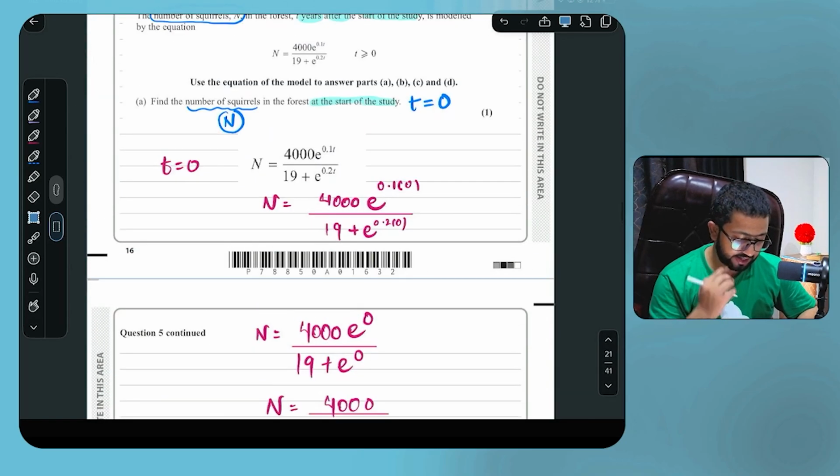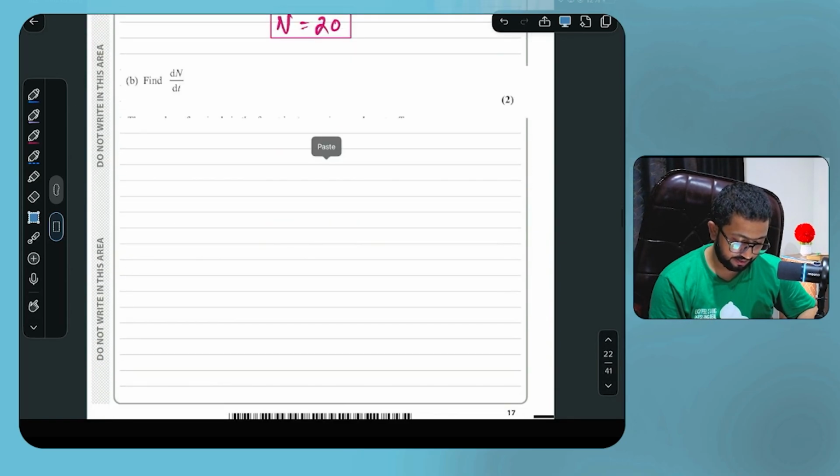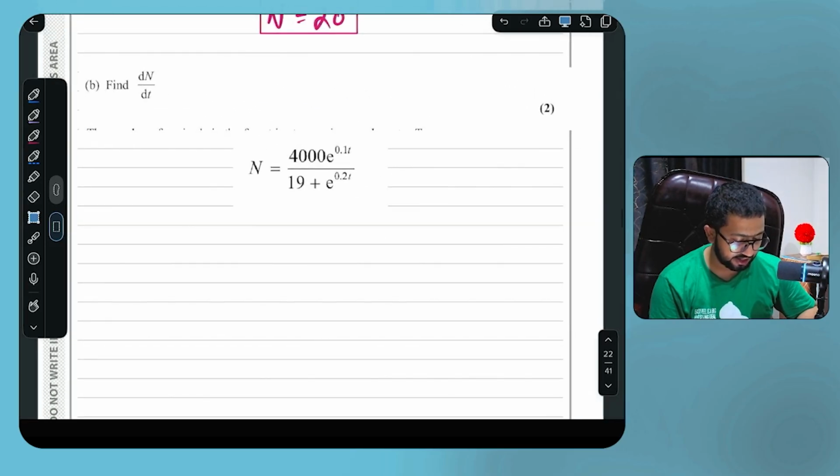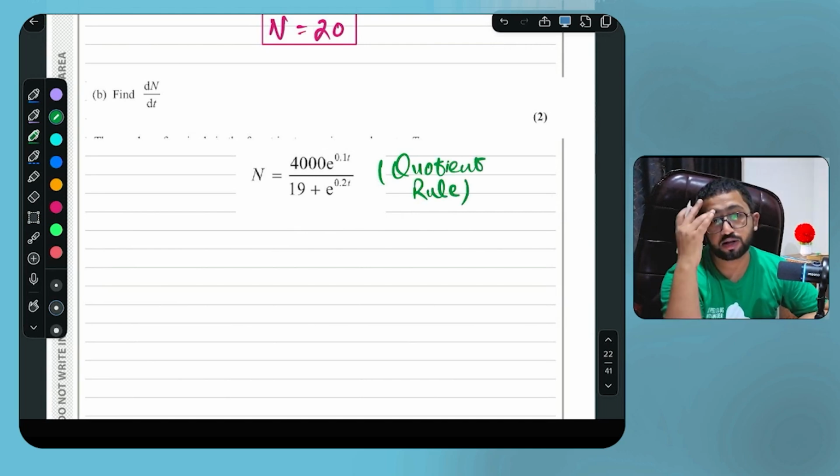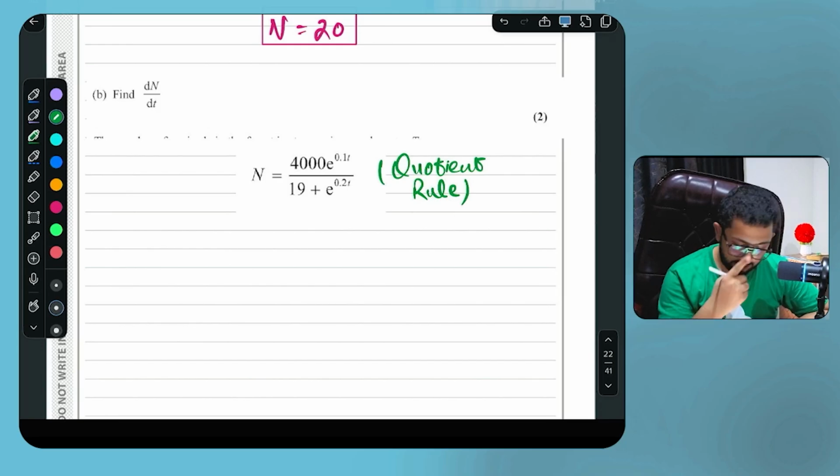Take the derivative dn over dt. How to take the derivative of this fractional function? Everyone knows, straightforward. Do not worry about that. Do not try to overthink this question. Apply the quotient rule directly. How to apply the quotient rule? That is u and that is v. Everyone knows.